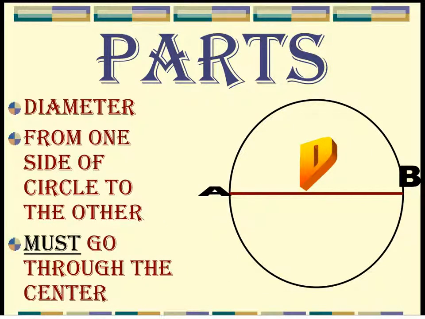Diameter goes from one side of the circle to another, but it goes through the center of the circle. If it doesn't, that's something that we'll define later. But in this case, it's AB. That's your diameter that goes through the center of it, and it must go through the center of the circle.